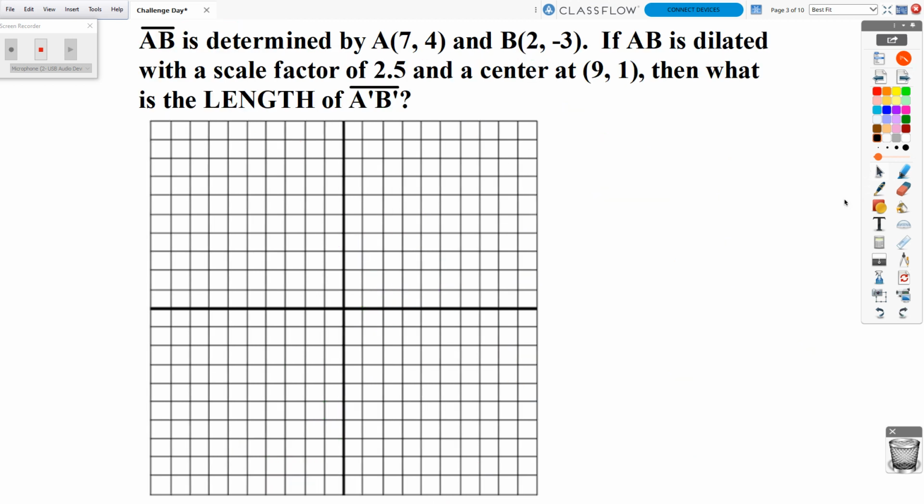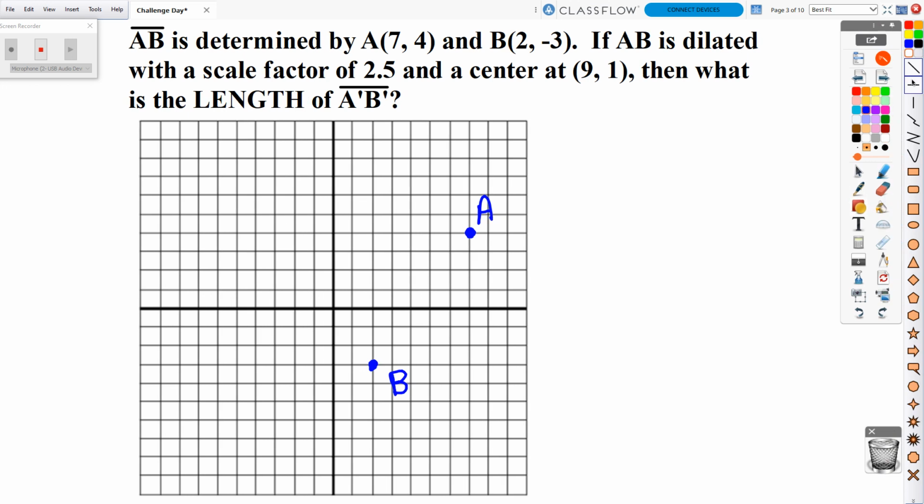All right, next up. Segment AB is determined by A at 7, 4 and B at 2, -3. So let's go ahead and graph these 2 points. All right, so A at 7, 4: 1, 2, 3, 4, 5, 6, 7, 1, 2, 3, 4. All right, there's A. And B is at 2, -3: 1, 2, 3. Okay, there's B. All right, and they said this is a segment, so let's make a segment. There we go.